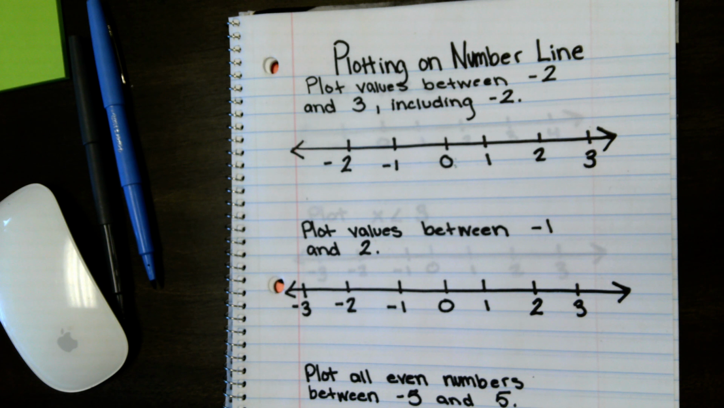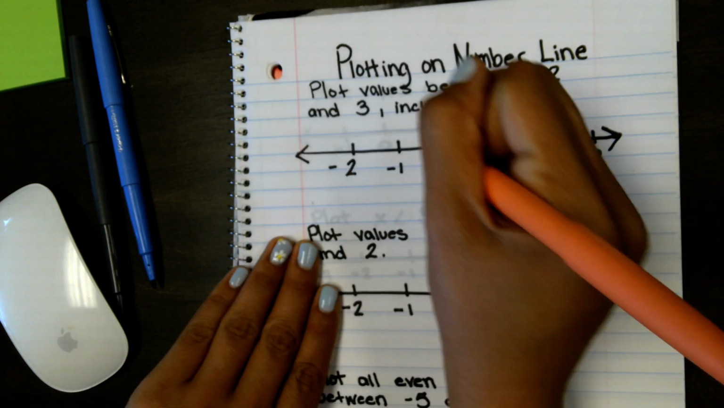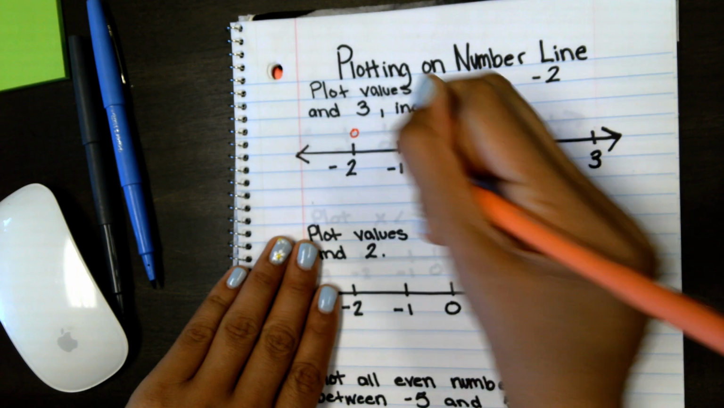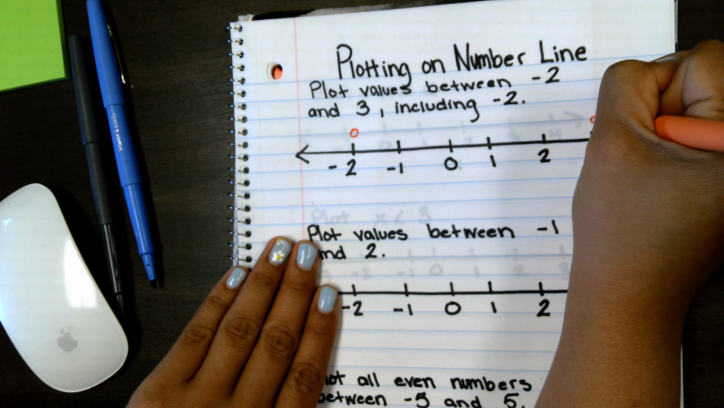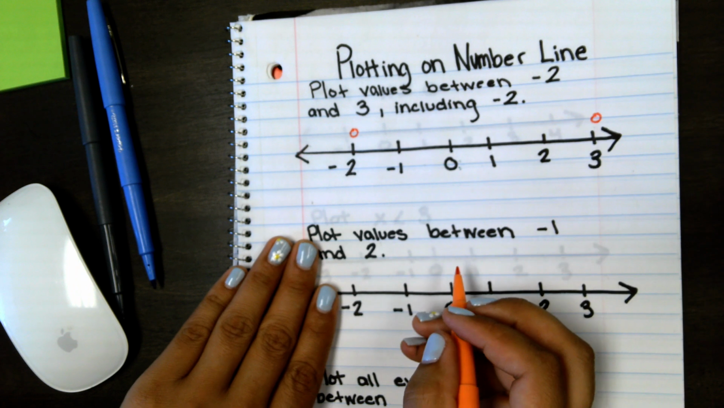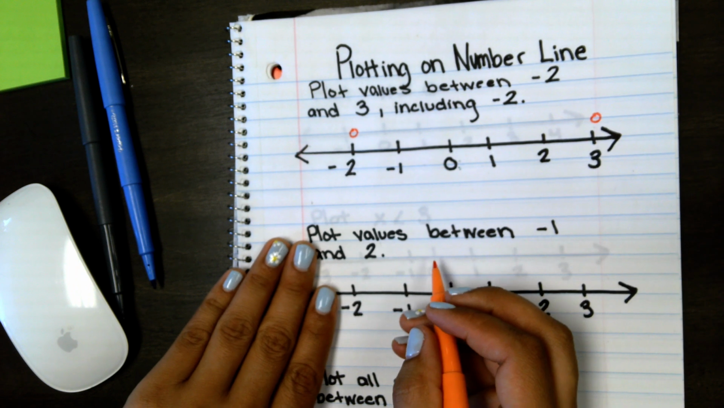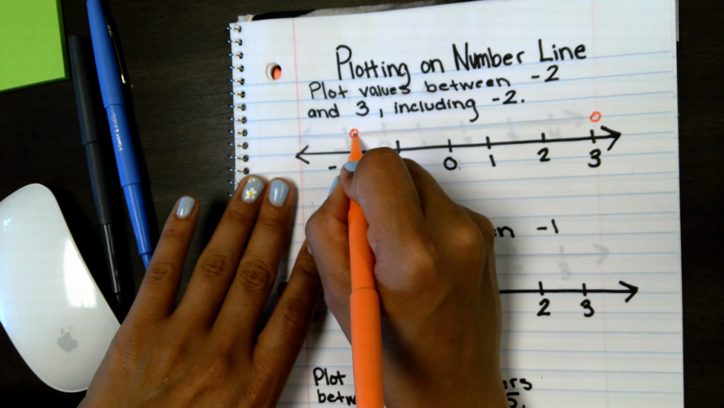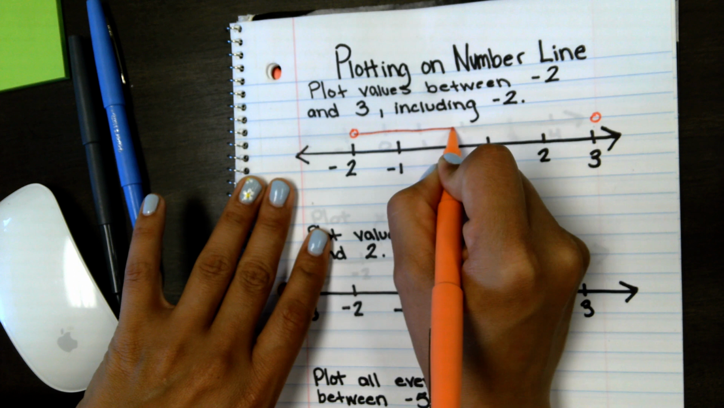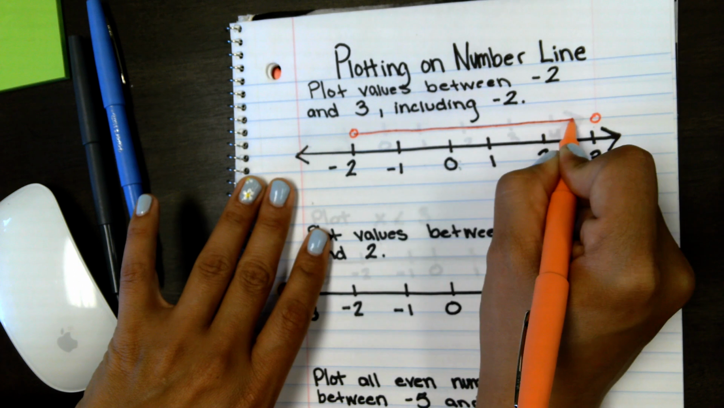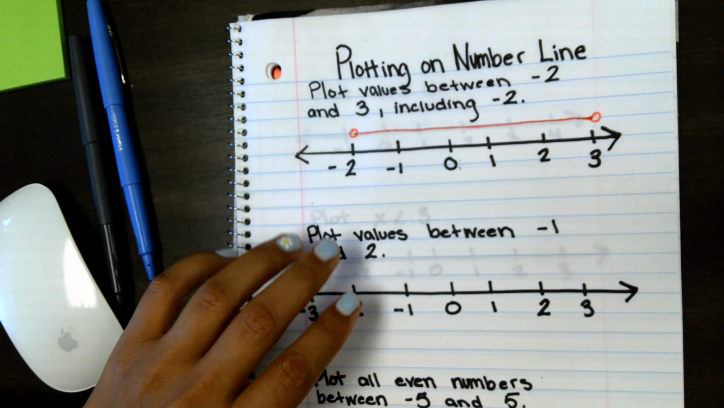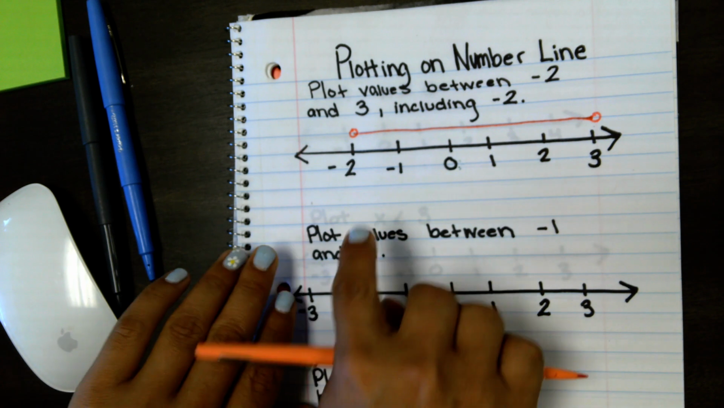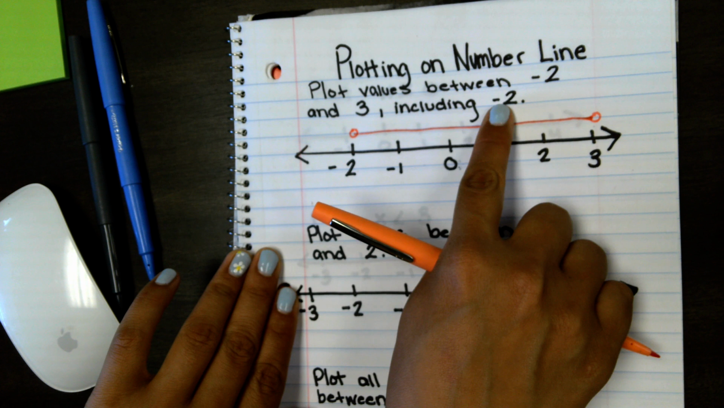So the first thing that I do is I draw little open circles if I'm going between -2 and 3. So I draw these little open circles here and here. And so I know that I want to plot all the values that are between these two. So that means I'm just going to draw a line because that line captures every single value from there to there. Now, the other thing that's really important is that this says including -2.